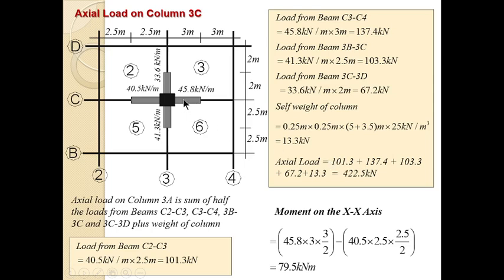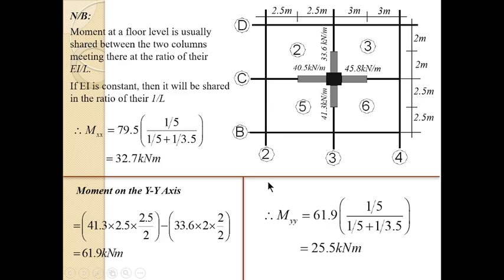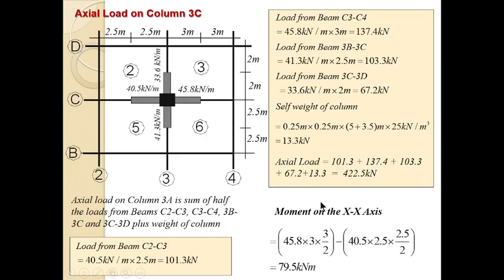Note that all these loads are now in kilonewton, and therefore the axial load will be the load from this beam, this beam, this beam, this beam, this beam, plus the self weight of the column. That's what we are doing. This plus this plus this plus this plus this. One of them is the self weight of the column. So we have an axial load of 422.5 kilonewton.